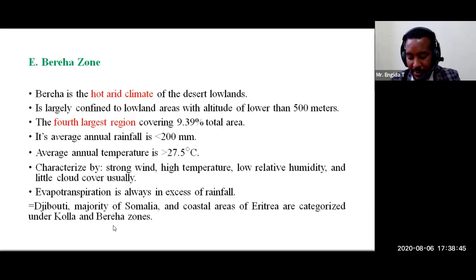Baraha is a place having an altitude of below 500 meters. Okay, below 500 meters. Which part of Ethiopia has an altitude of this one is a very important question. In terms of total area, Baraha covers nearly 10% of the total area of the country. Okay, nearly 9.4%.